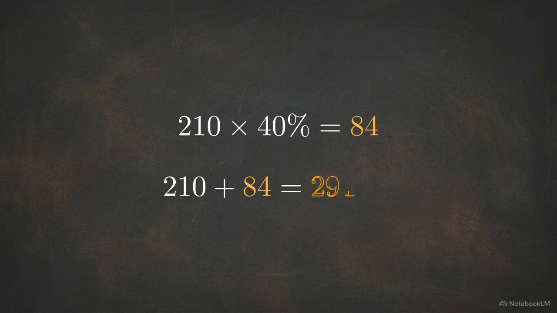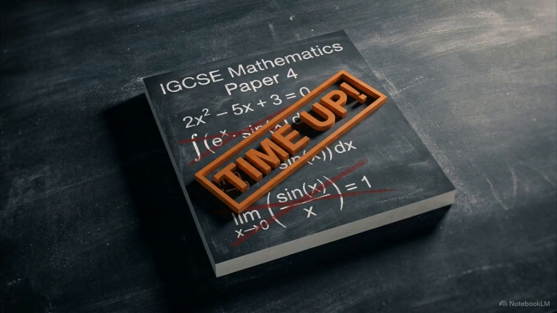If you're calculating percentage changes by finding the percentage first, then adding it to the original amount, you're using a method that breaks down in IGCSE Paper 4. That two-step approach is slow and makes complex compound mathematics nearly impossible to track.